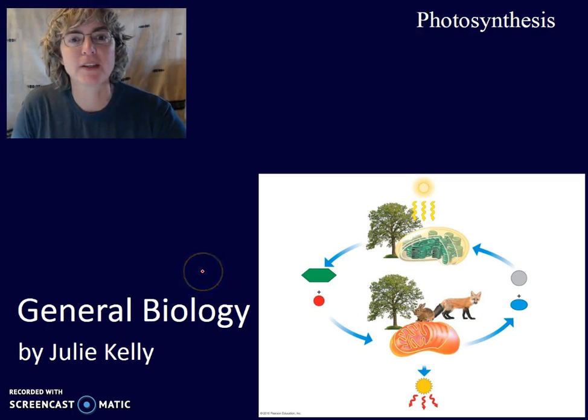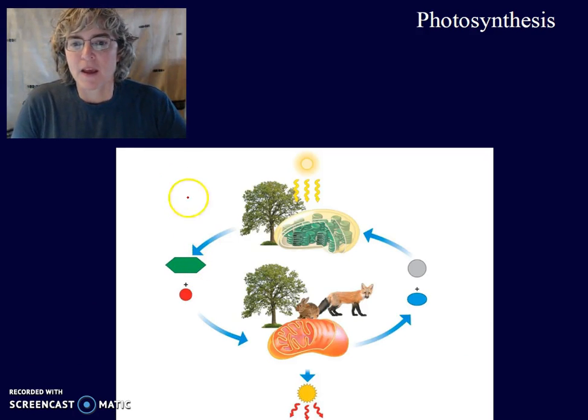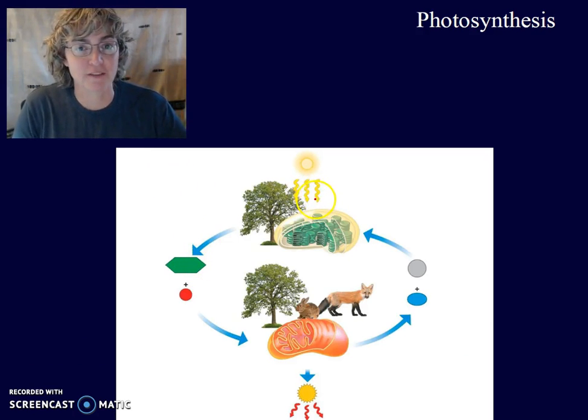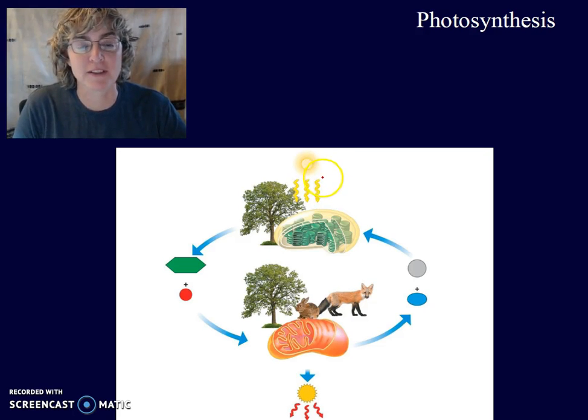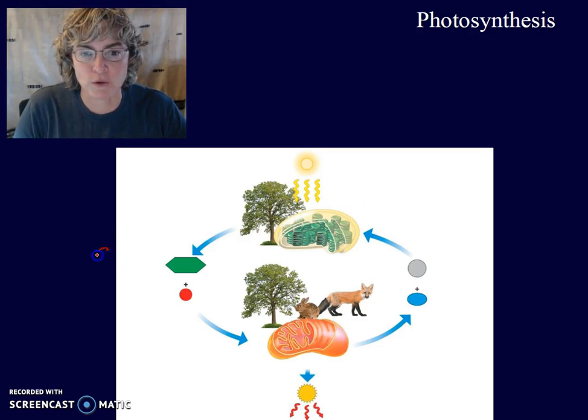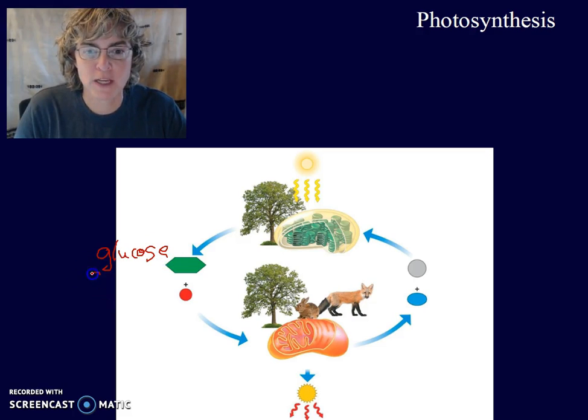Okay, so let's go. What is photosynthesis? Most of life gets its energy from the sun. Plants can transform that energy from the sun using photosynthesis and making glucose. And our formula for glucose is C6H12O6, and also giving off oxygen.